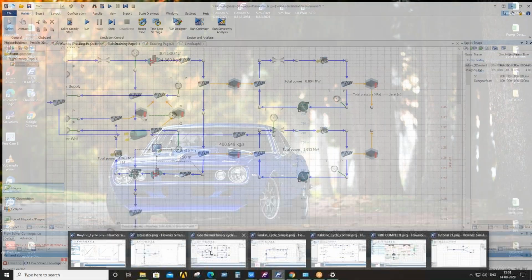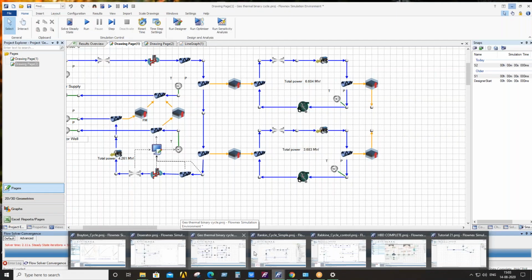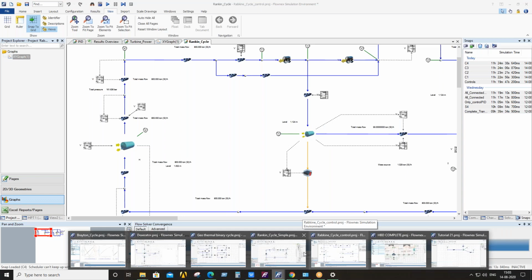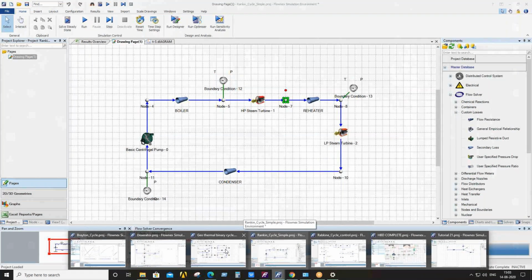Similarly, you can model different types of other cycles.